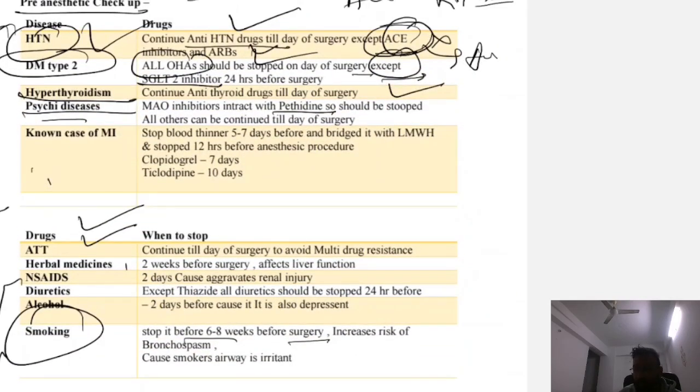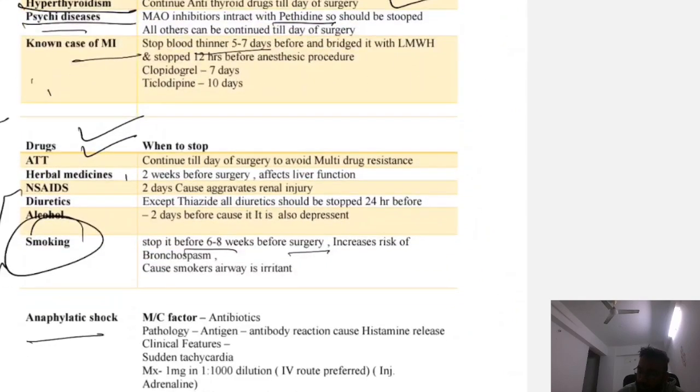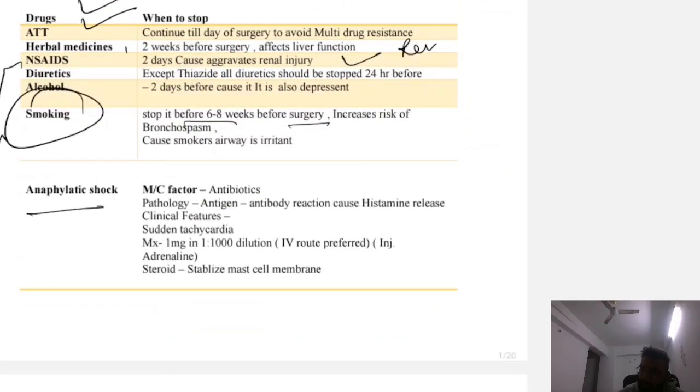So you have to understand that you have to stop the blood thinner 5 to 7 days before. Why? Because the surgeon is doing the operation, so blood thinners lead to excessive bleeding. Okay, so you have to stop these drugs. Now herbal medicines, 2 weeks before surgery you have to stop because they affect the liver function. NSAIDs aggravate renal injury. Okay, so we have understood all these drugs.